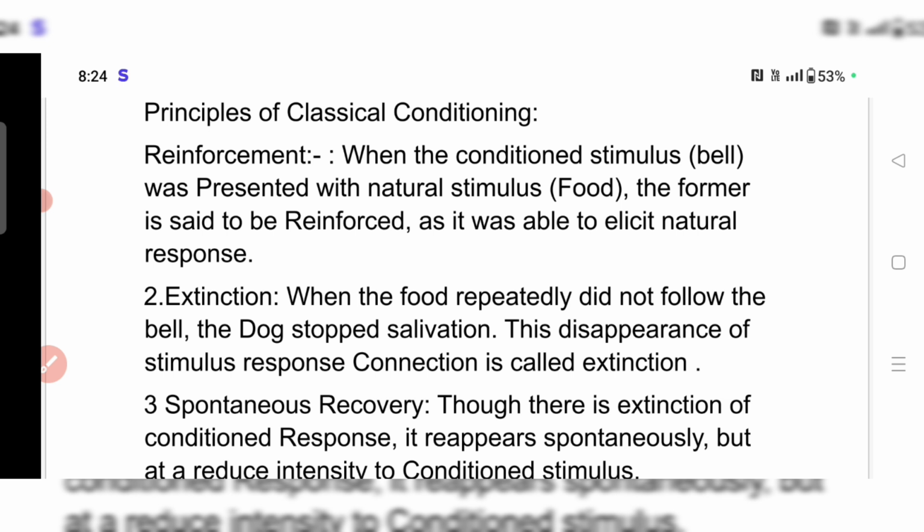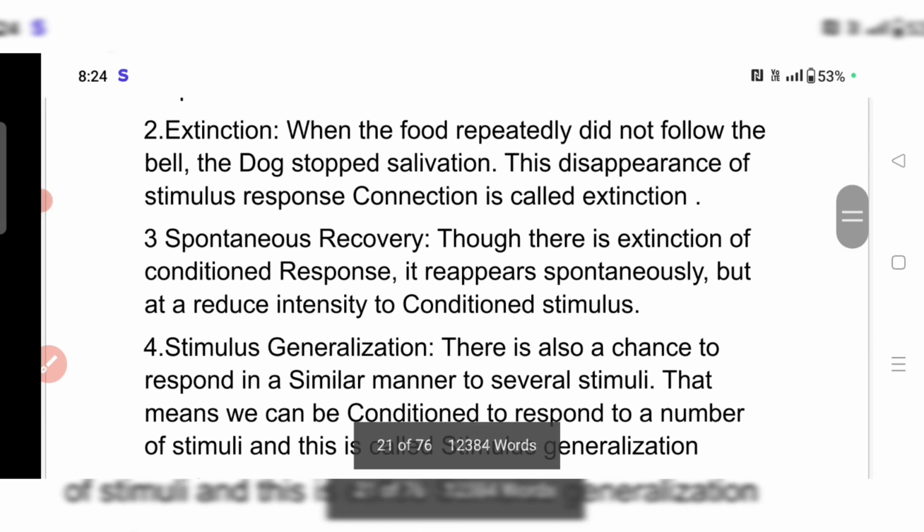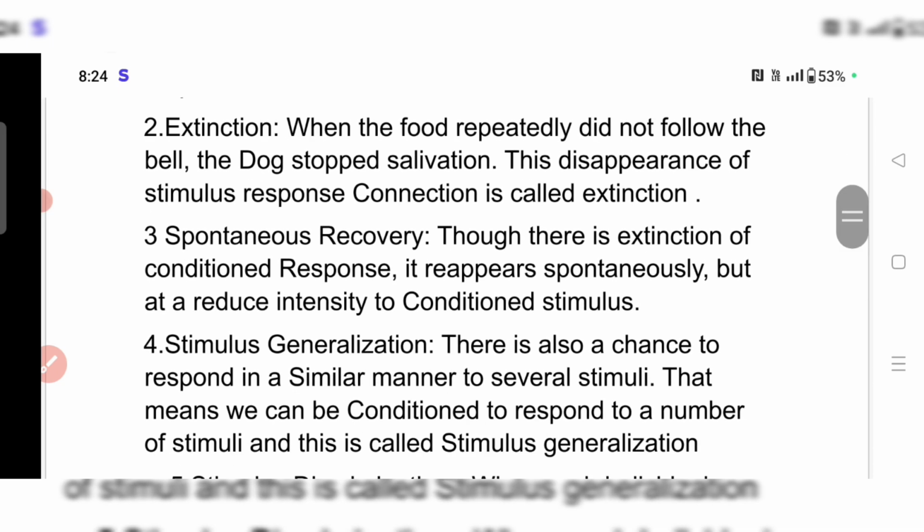The first thing is reinforcement. When the conditioned stimulus, the bell, was presented with the natural stimulus, the former is said to be reinforced, right? Then extinction: when the food repeatedly did not follow the bell, the dog stopped salivating. That means extinction of it. Spontaneous recovery: though there is extinction of the conditioned response, it reappears spontaneously but at reduced intensity to the conditioned stimulus.